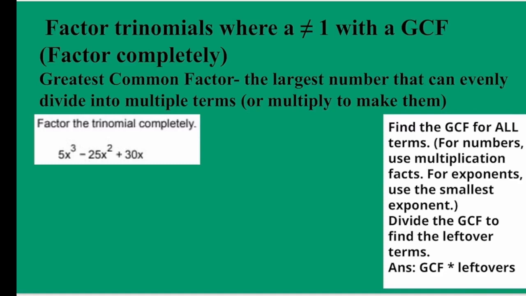Factor trinomials where the first value is not 1, but there's a GCF. So another way this is going to be worded is a problem is going to tell you to factor completely. Hint, hint, wink, wink. It means you're going to have to do it more than once.